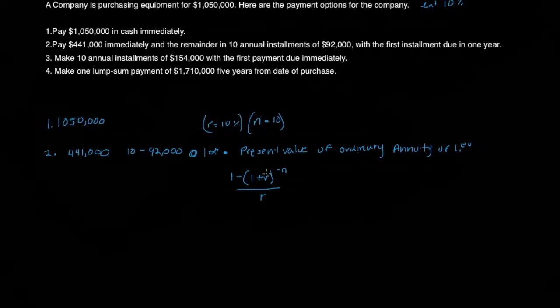Okay, so let's go ahead and put these values in here. So 1 minus (1 plus 10%, which we reduce to its decimal, 0.10) to the negative 10, all over 0.10, and you should get 6.14457 for the answer there.